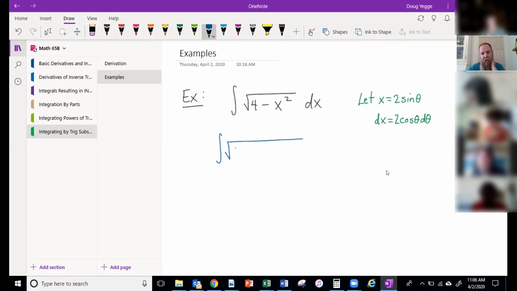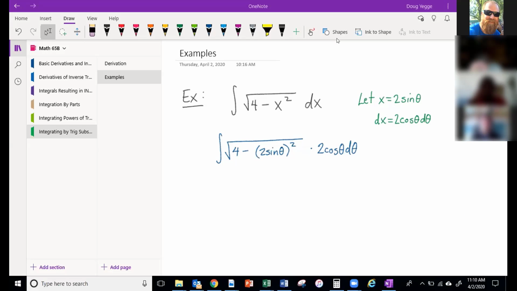So we now get 4 minus 2 sine theta squared. And dx is going to be replaced with 2 cosine theta d theta. Now you might realize, man, that substitution just made it look a lot worse. Don't worry, trigonometry is a beautiful thing.